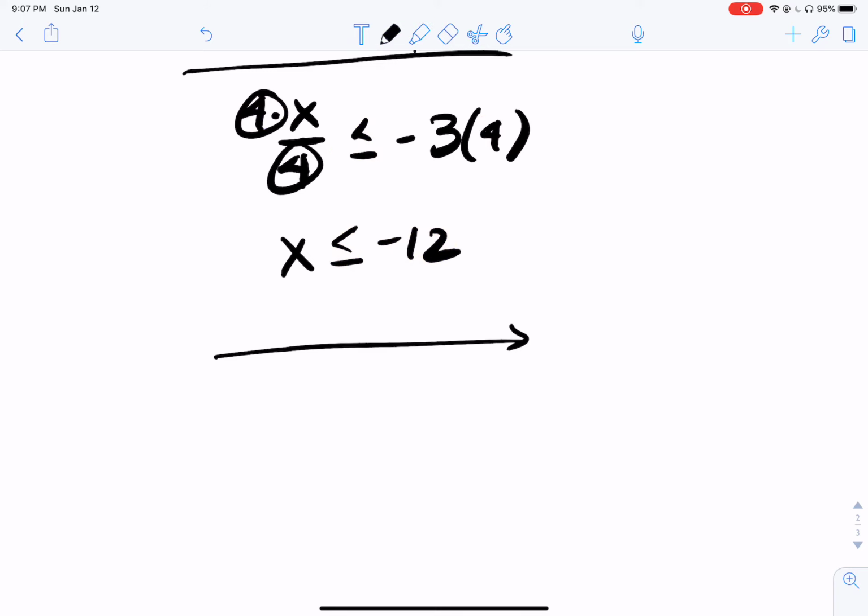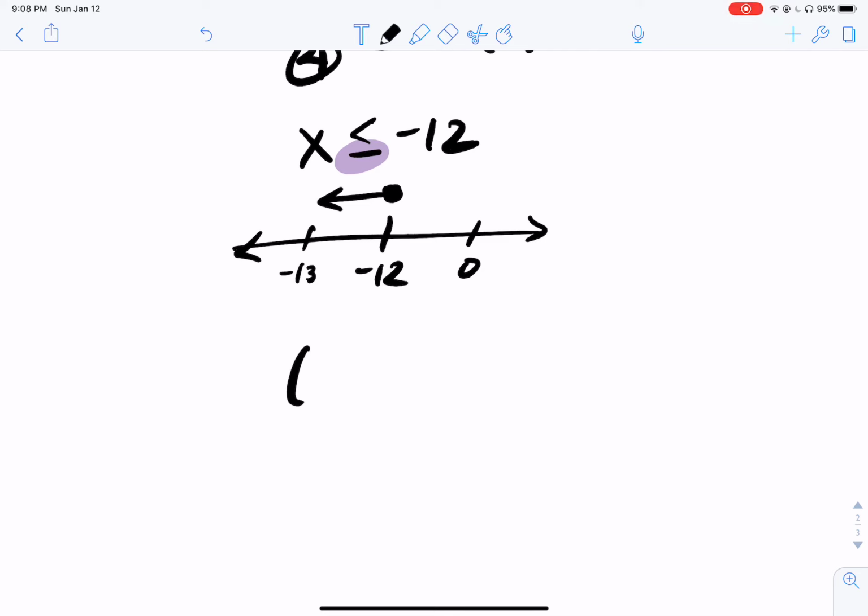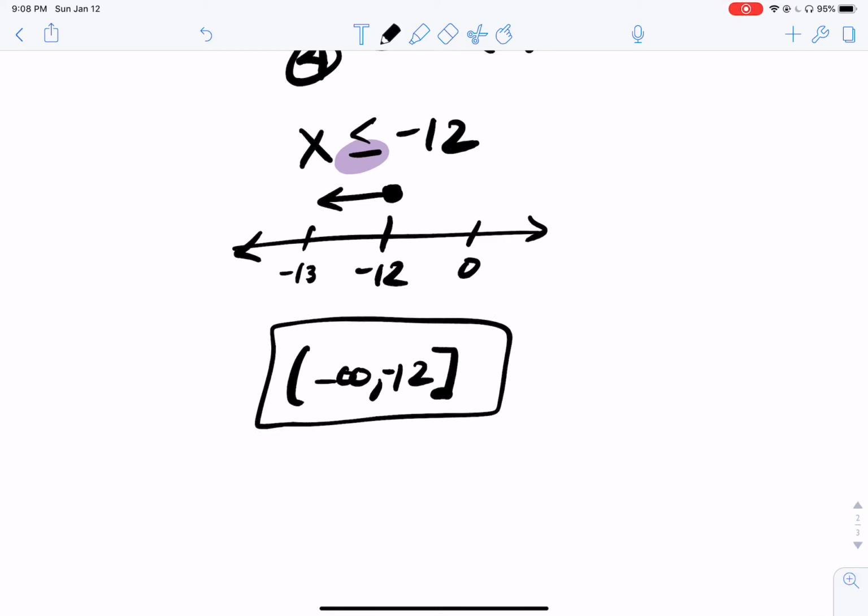So on our number line, we'll put negative 12 there. Remember, all the numbers greater than, like 0, would be to the right, and negative 13 would be to the left, and we want all the numbers that are less than that. So we would put a closed circle because of the equal sign, and the other numbers to the left are less. As an interval, our lowest possible number is negative infinity, our highest possible number is negative 12, and we would use a bracket on that one because we're going to include negative 12.